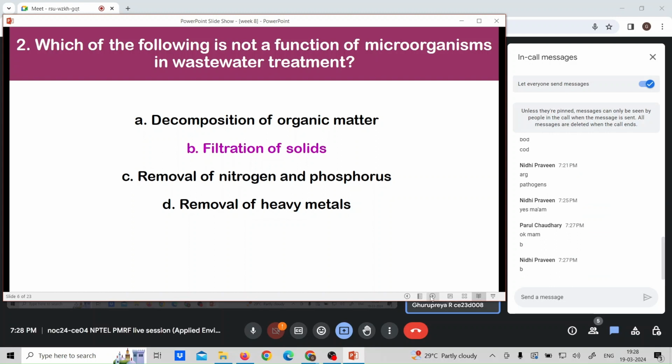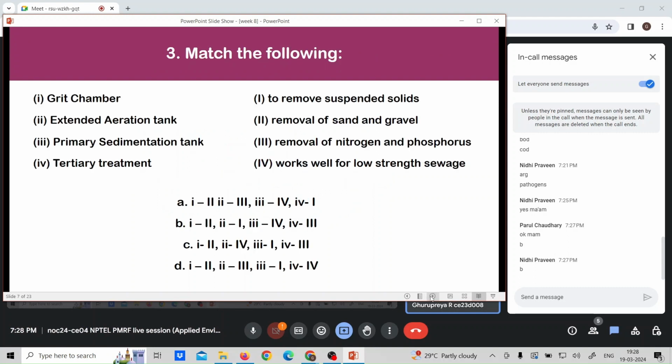Right, it is B. Obviously, microorganisms are going to decompose organic matter. We use microbes for removal of nitrogen and phosphorus as well as heavy metals, and they do not do filtration of solids. This is your next question based on whatever we have discussed so far.